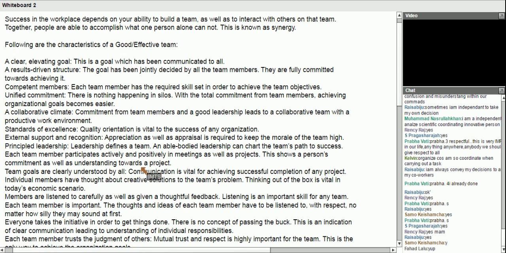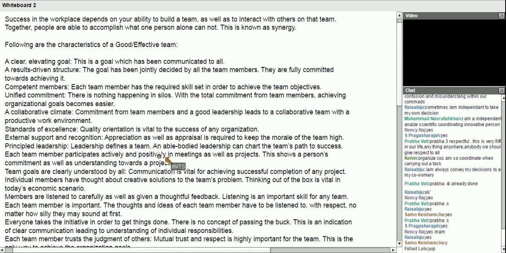Principled leadership. Now, principled leadership means what? Leadership defines the team, and able-bodied leadership can chart the team's path to success. So it's the leader who chalks out what they need to do, and then guides them accordingly. If there is any fight or dispute, he is going to resolve it. So this is how principled leadership is the property of a good team.